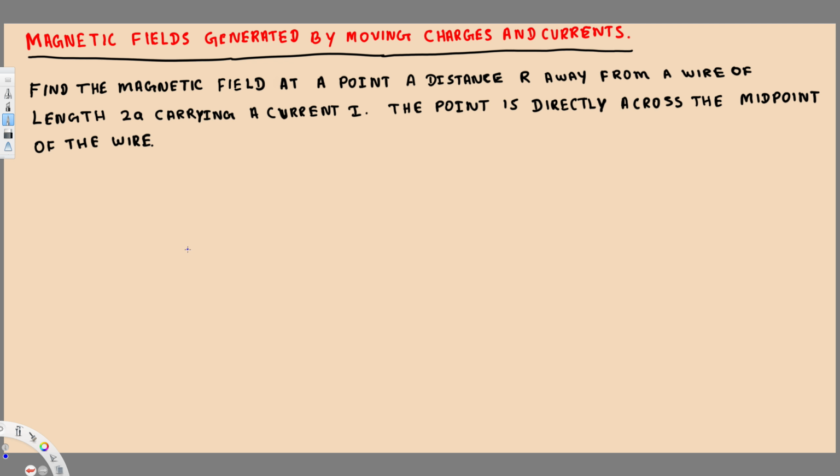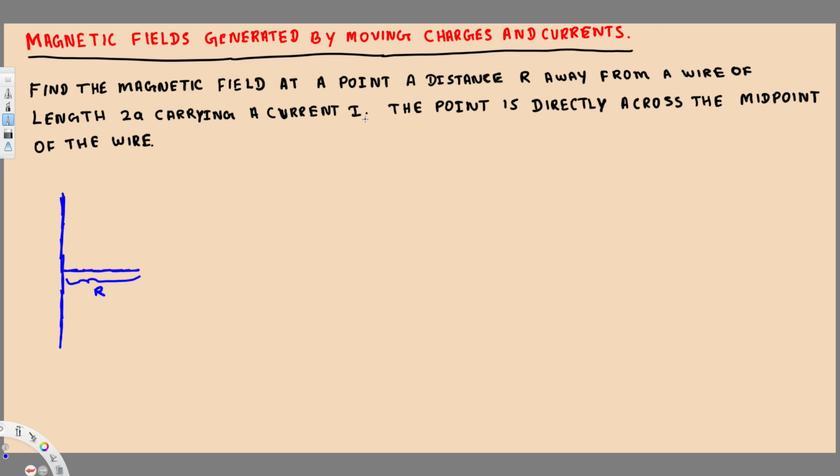Let's go ahead and draw the diagram for this one first. First of all, they are saying this distance is R away from a wire, so we have a distance. So let's draw the wire first. So this is a wire, R away, and the length is 2a. The point is directly across the midpoint of the wire, so the magnetic field is from the midpoint and the distance is capital R, right?